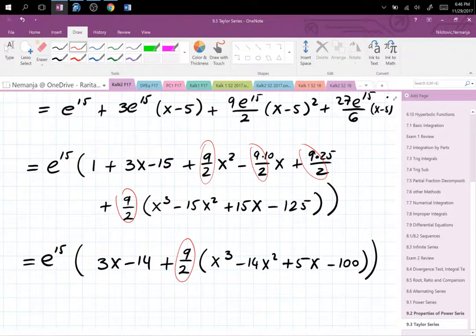So then x cubed has nothing to combine with, so x cubed gets copied. You have positive, so all the 9/2 are out. You have 1x squared positive, so minus 14 plus 1 is negative 14. 9/2 is out, you have negative 10x and positive 15x, so that's positive 5x. 9/2 is out, you have 25 and minus 125, and minus 125 plus 25 is negative 100.